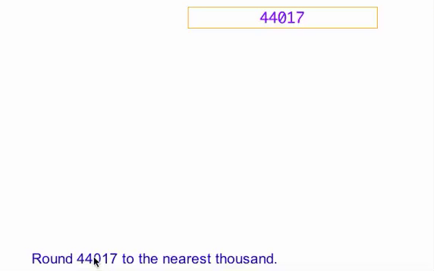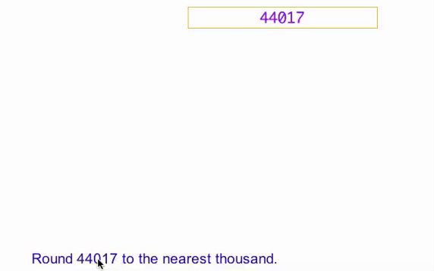Round 44,017 to the nearest thousand. So this is the thousands place. So we look at the place just before it, which is the hundreds place. And the hundreds, if it's 5 or higher, we tell this 4 to round up to a 5. And then everything else becomes zeros. If it's 4 or lower, then this stays a 4, and everything else after becomes 0.